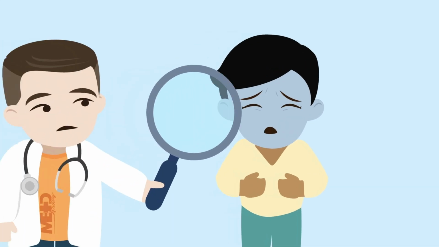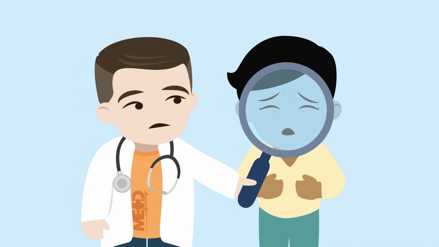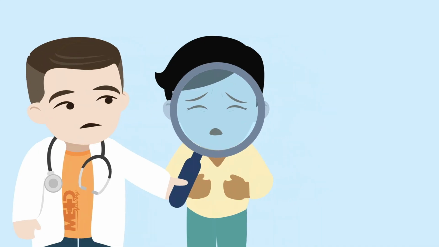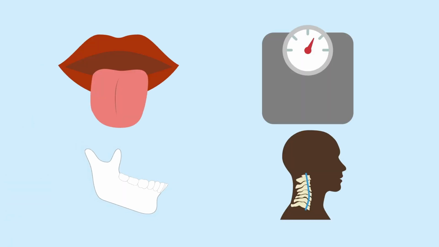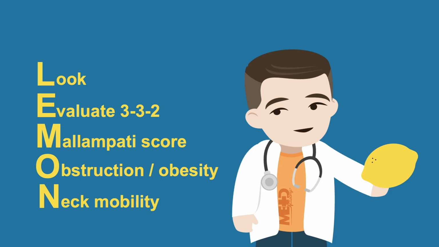First, look at the patient to get an overall impression of how difficult their airway anatomy might be. Is there anything that stands out? A large tongue, obesity, a small mandible, or cervical fixation can all make laryngoscopy and visualization of the vocal cords more challenging. Next, evaluate 3-3-2.